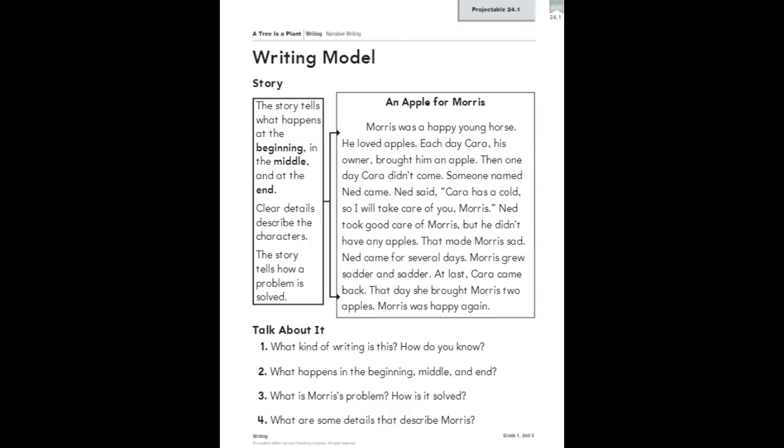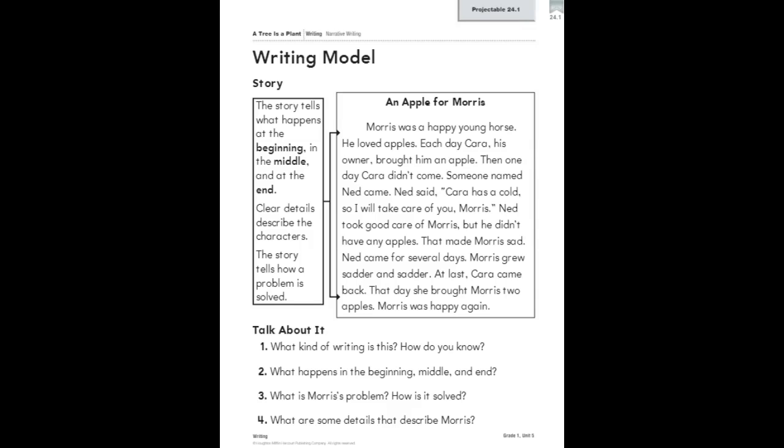An apple for Morris. Morris was a happy young horse. He loved apples. Each day Kara, his owner, brought him an apple. Then one day Kara didn't come. Someone named Ned came. And Ned said, "Kara has a cold, so I will take care of you, Morris."